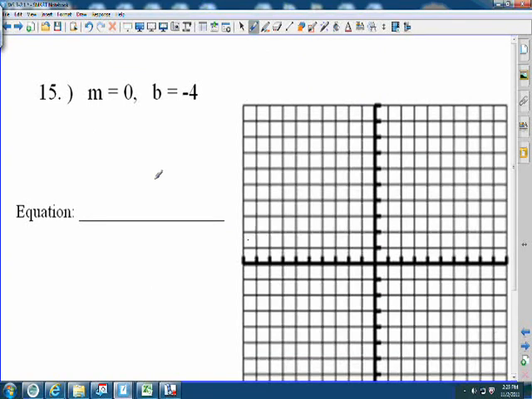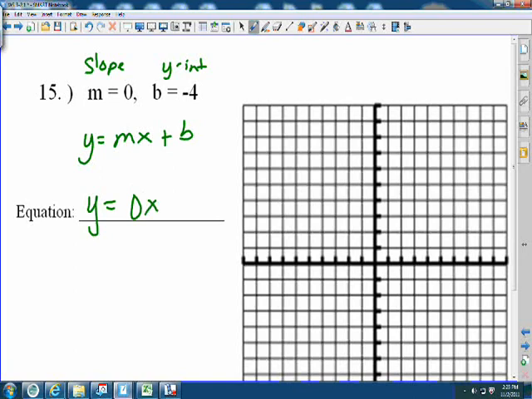Here's another one. Now wait a minute. M is the slope. B is the y-intercept. So I have y equals, remember it's y equals mx plus b. So I've got 0x minus 4. But what is 0x? 0 times x is 0. I can cross this out, and I get y equals negative 4. Now I said go on the y-axis right here, and let's make a horizontal line. And there's our equation.